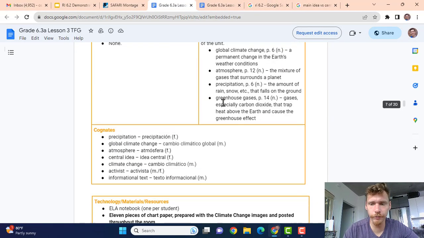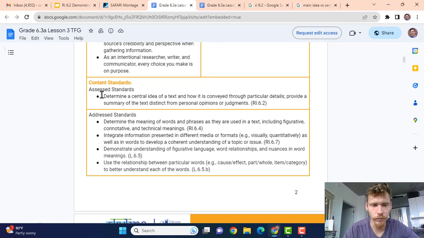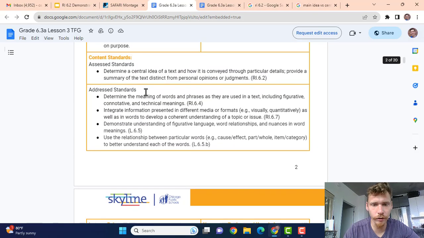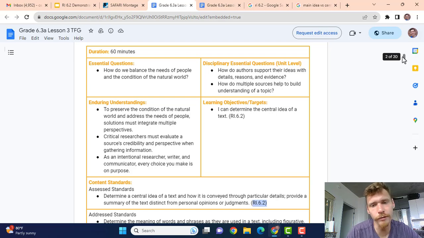So the first thing that we need to look for is the standard, and that is right here. Determine a central idea of a text and how it is conveyed, blah, blah, blah. That's RI 6.2. And the objective, which is up here. I can determine the central idea of a text. You may notice that they both say RI 6.2, and that's how you know that the standard and the objective are aligned.